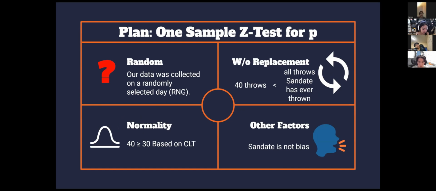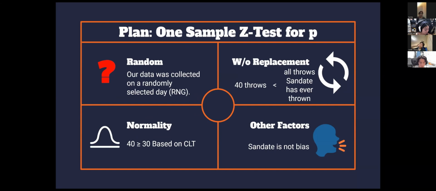As for the plan, we have a one-sample z-test for p, which Joey said earlier what that was. Before we do the "do" part, we make sure the conditions are met. For a one-sample proportion test, we have the random condition. We need to make sure our data was collected on a completely random day at a random time, so that we can generalize it to the entire population, being Mr. Sandate's free throws.